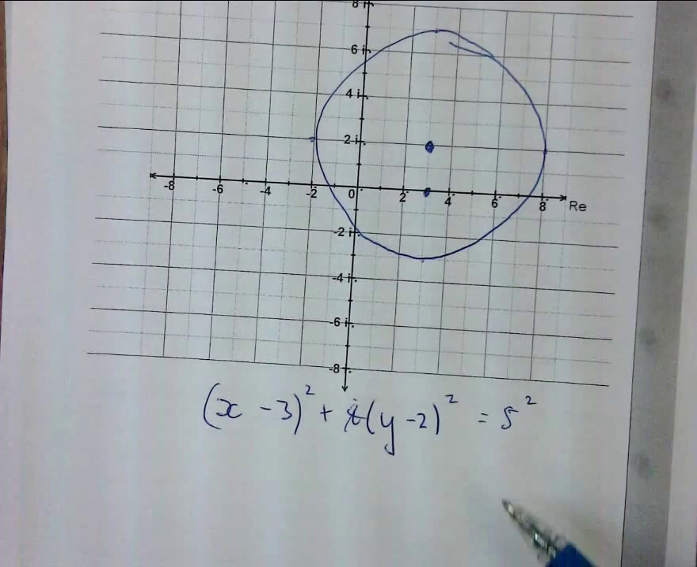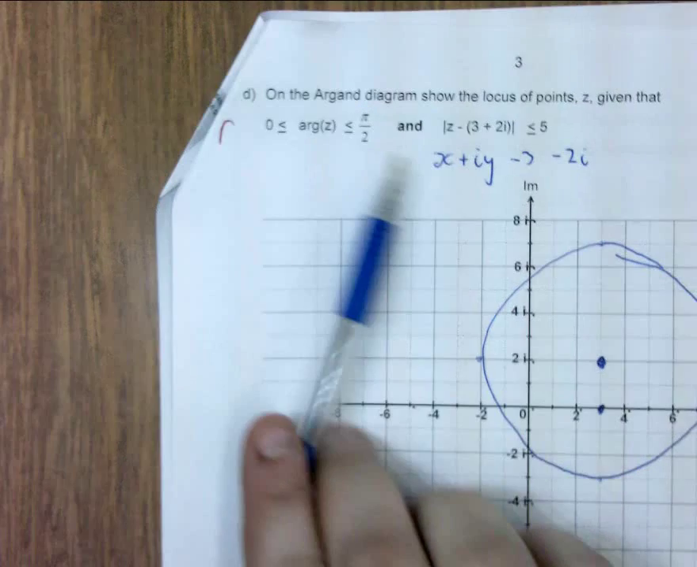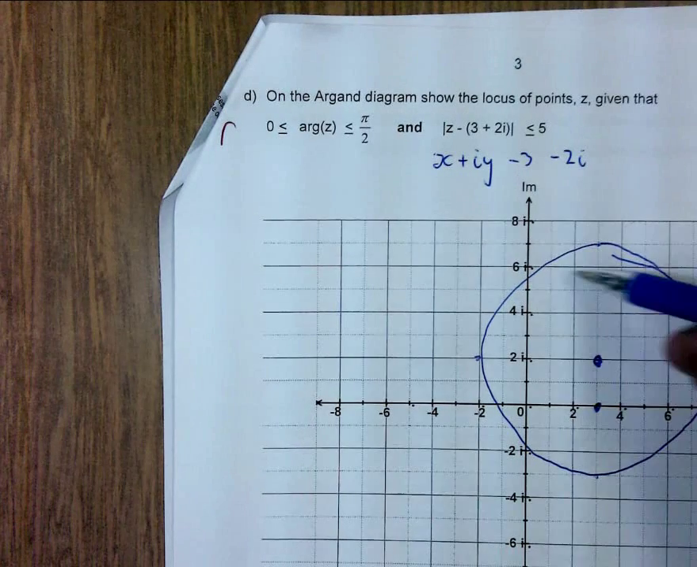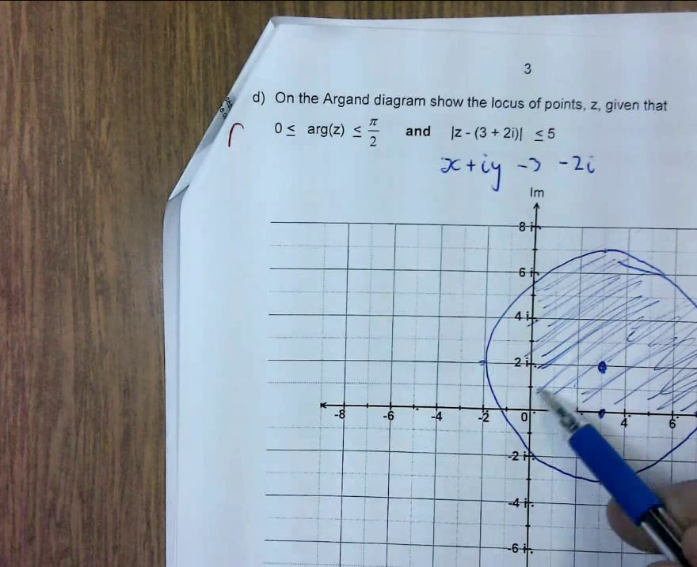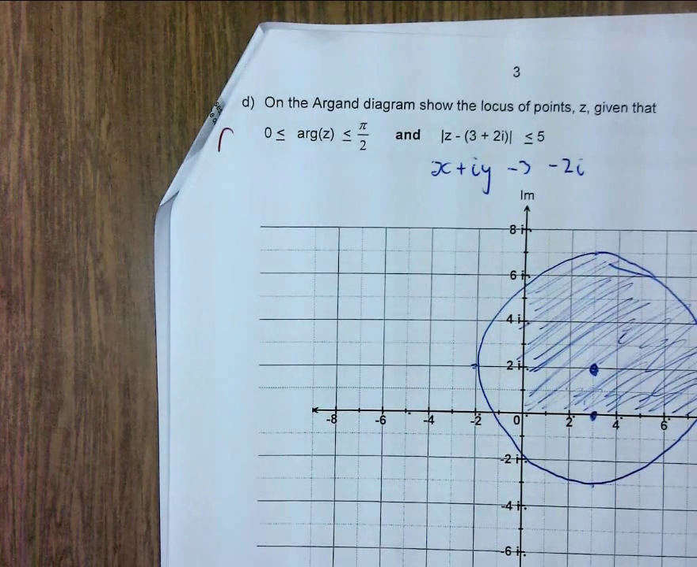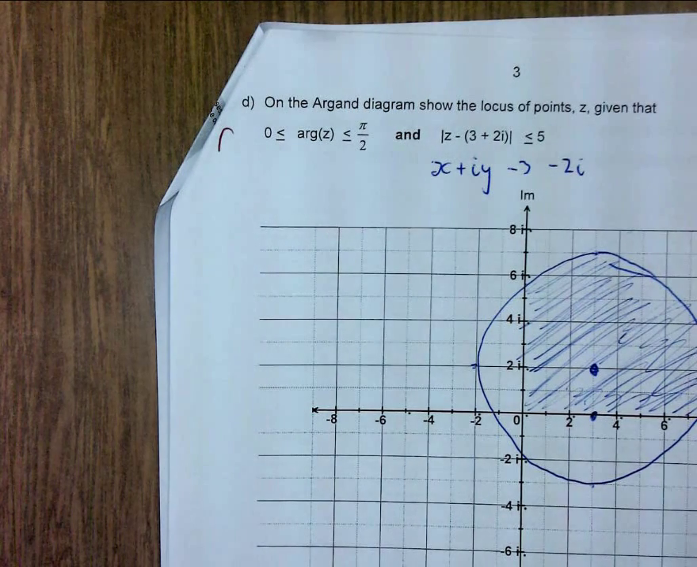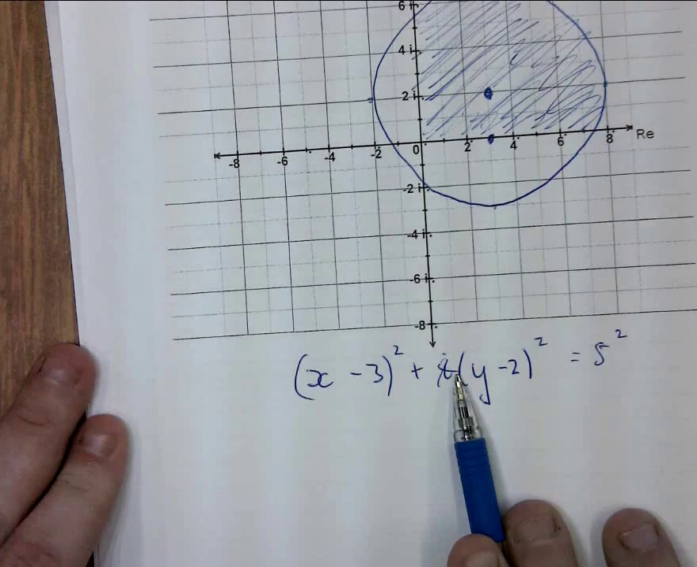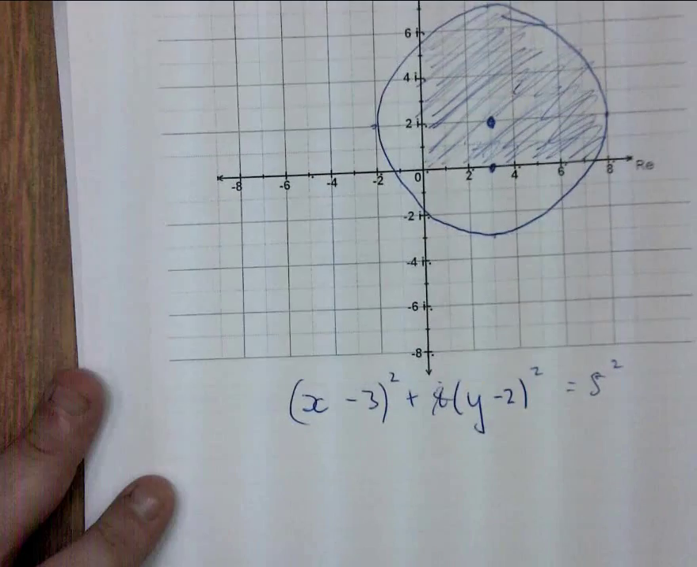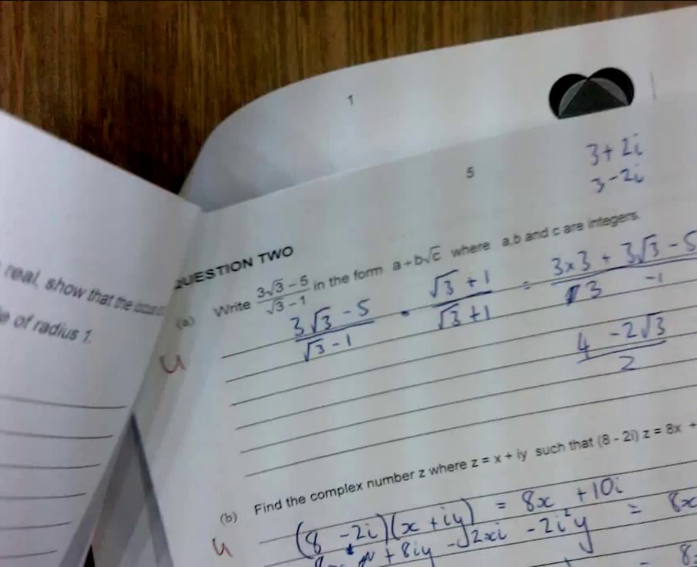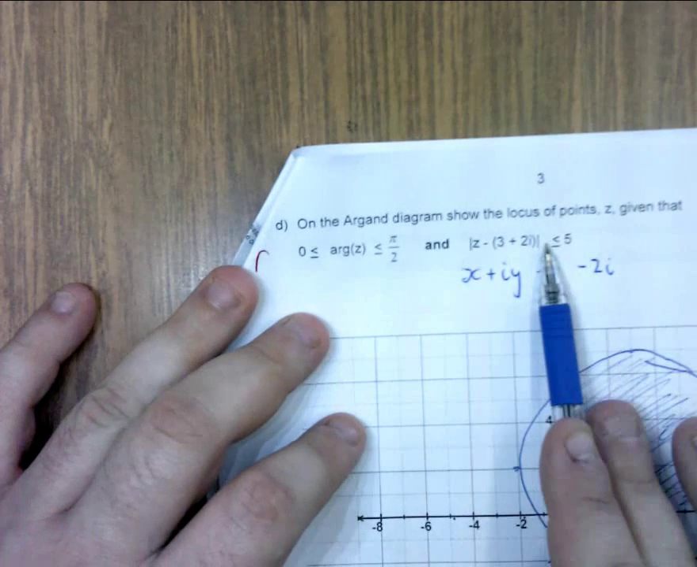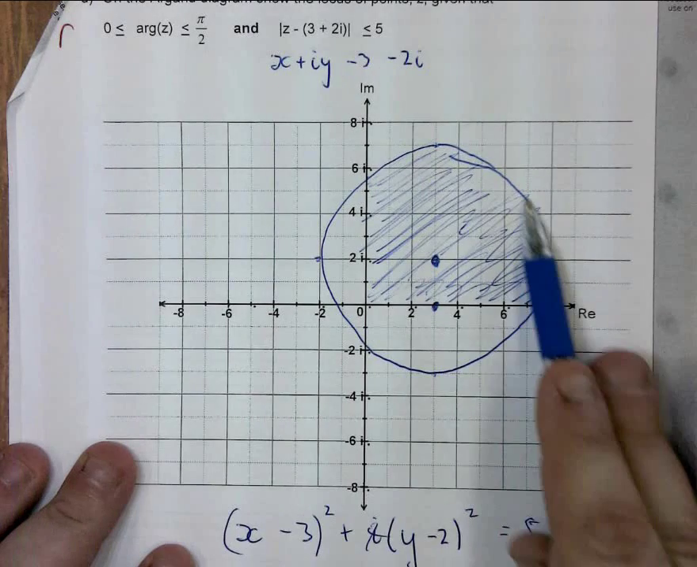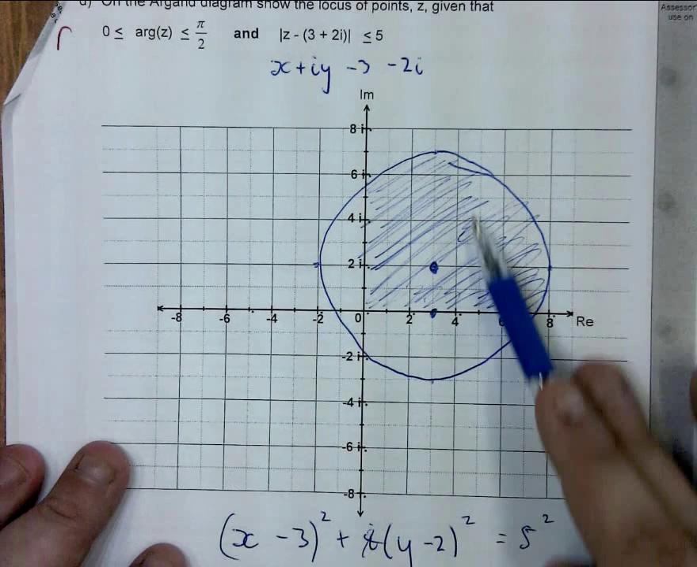That's because of the less than or equal to 5. But the other constraint is that the angle has to be between 0 and 90 degrees. So the angle has to be between here and there. So your locus is all those points there. If you just drew me the circle, you got an achieved mark for that. If you did the whole thing, then you got a merit. If you figured out the equation for the circle and drew the circle in the right place, that was still worth an achieved. Adding these points on gives you a merit.